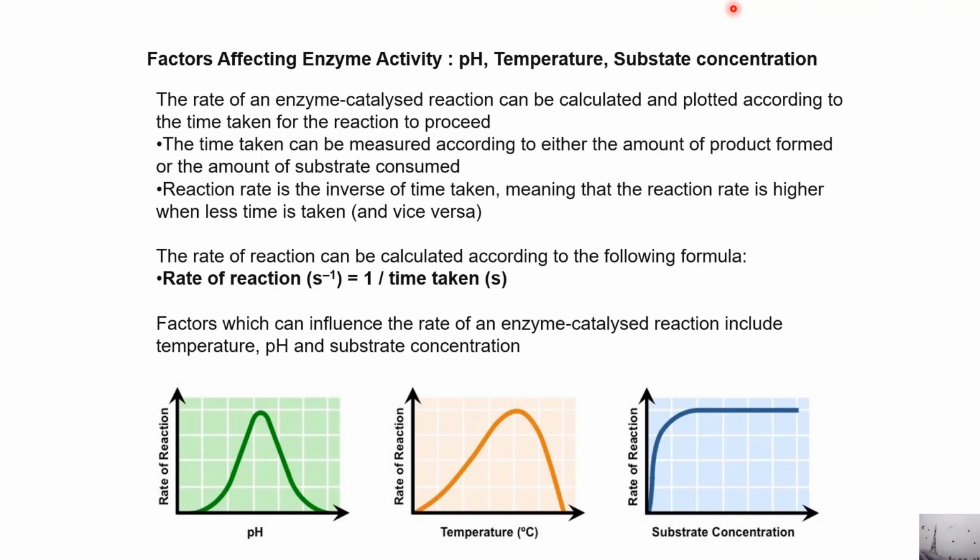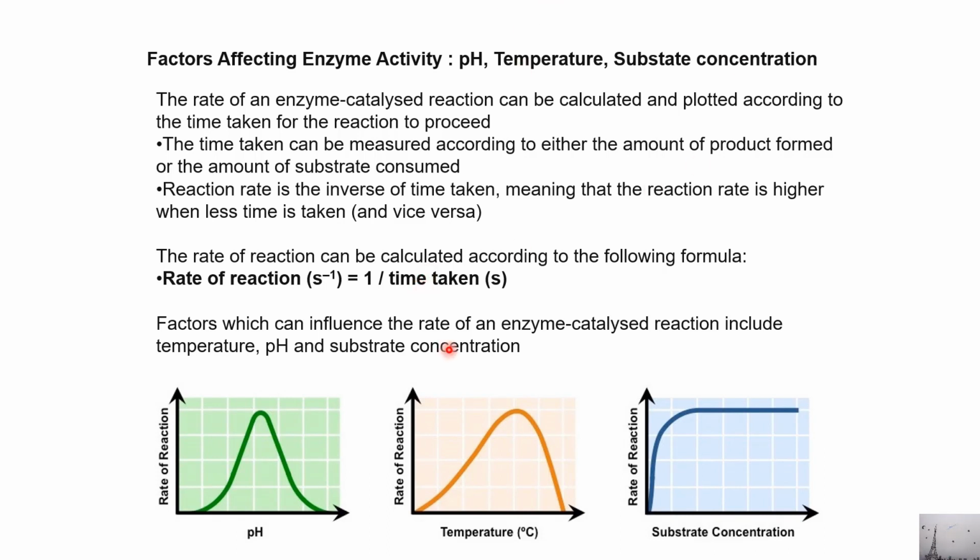So these are the three conditions, basically the most important conditions affecting enzyme activity. They can be plotted and calculated according to the time taken for the reaction to proceed. Time taken can be measured according to the product formed or the substrate consumed. And the rate of reaction can be calculated according to the formula given here.